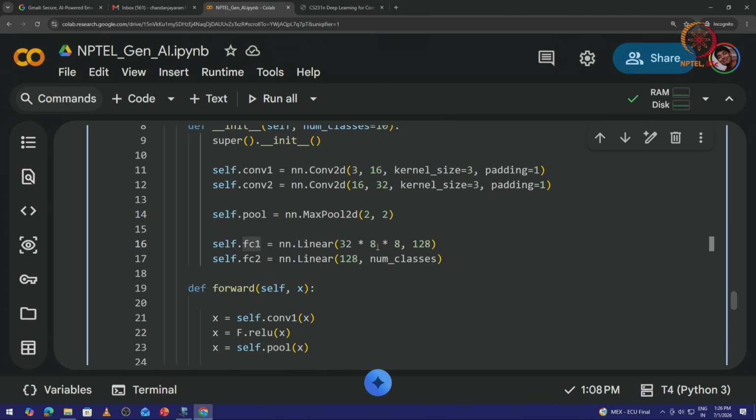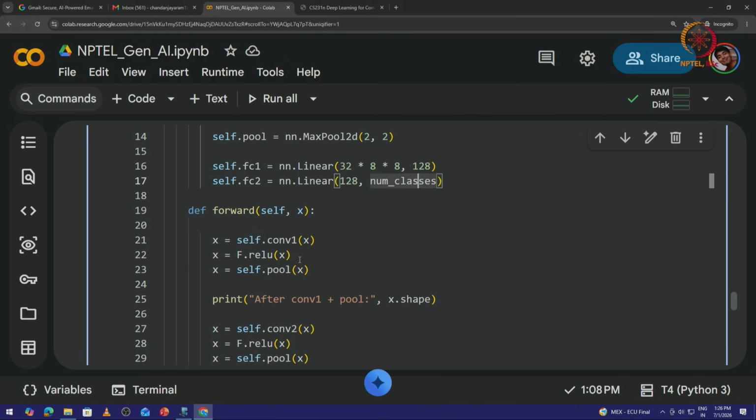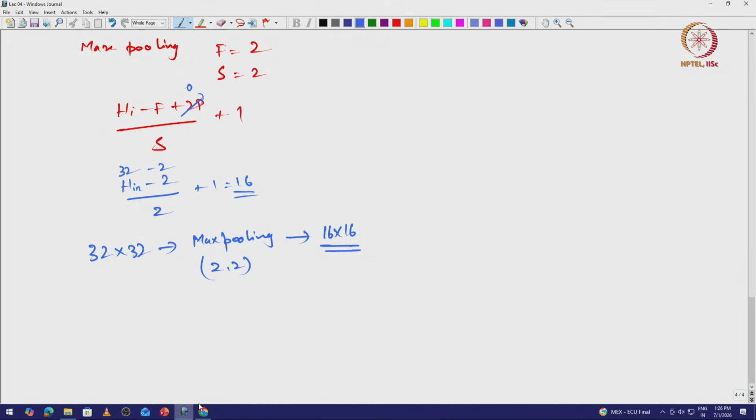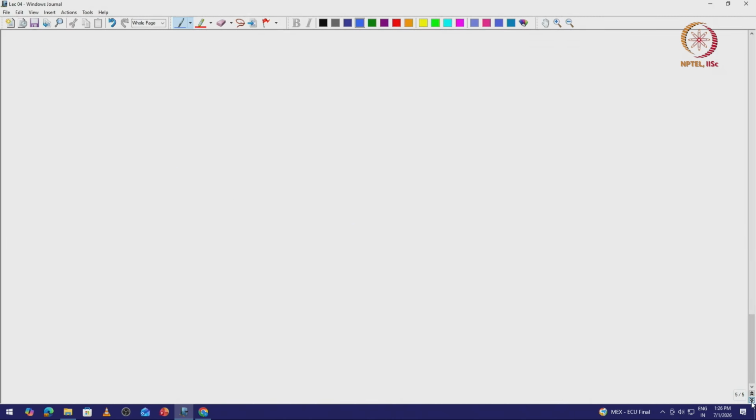After that you have a fully connected layer, where this is the input and this is the output 128. So this is 32 into 8 into 8 nodes to 128 to number of classes. Now let us compute how this is happening. First, what is the input x that you have? It is 3 cross 32 cross 32.